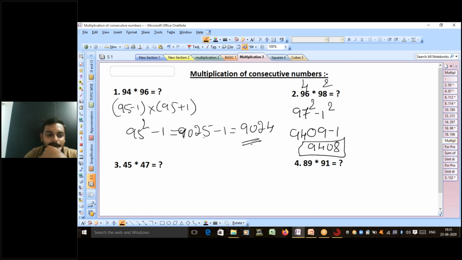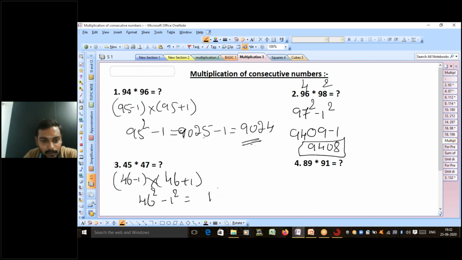Then 45 multiplied with 47. It can be written as 46 minus 1 into 46 plus 1. It is in the form of a square minus b square. So 46 square minus 1 square. 46 square is nothing but 2116, minus 1 is nothing but 2115. I'll let you know how to square a number.